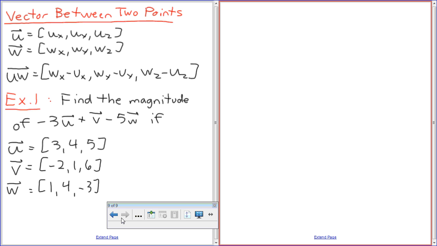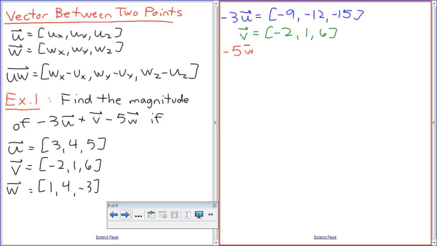Jason, can you be brave for me, please? And tell me what negative 3u would equal. Very good. Brendan, can you tell me please what v we already have, so I'll write that down. Can you do negative 5w for me? Negative 5, negative 3... I didn't hear you, but I think that said 15, right? Okay. I just wrote them out like that.